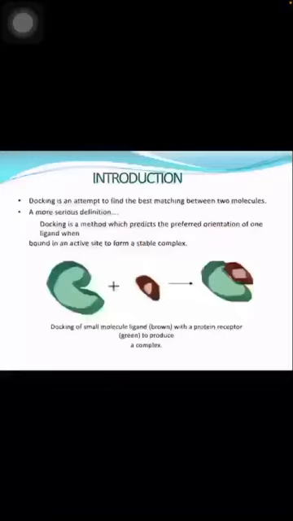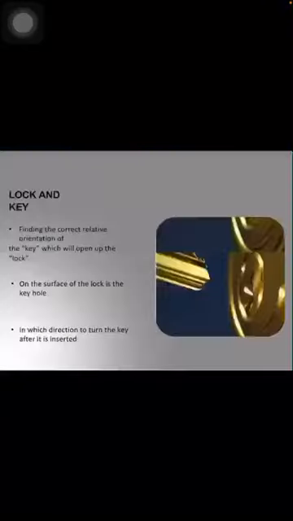Here it shows the docking of a small molecule, that is a ligand, with a protein receptor, seen in the green color, to form a complex. Here the ligand is seen in the brown color and the protein receptor is seen in the green color. Docking is a process in which two compounds bind together, or the orientation of the ligand in which it is bound in an active site to form a stable complex.